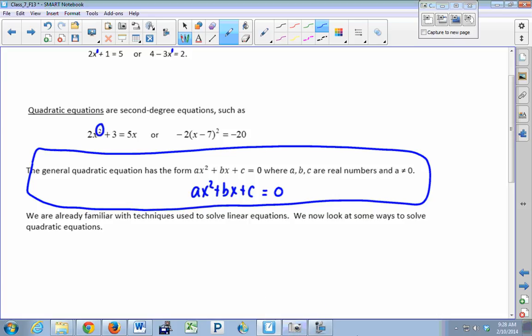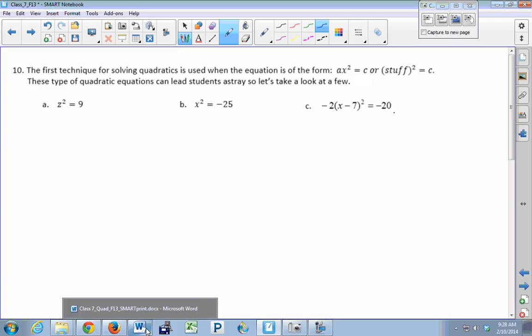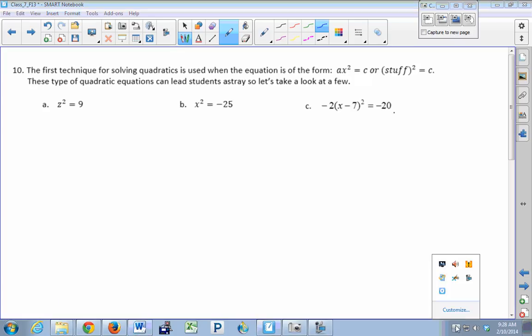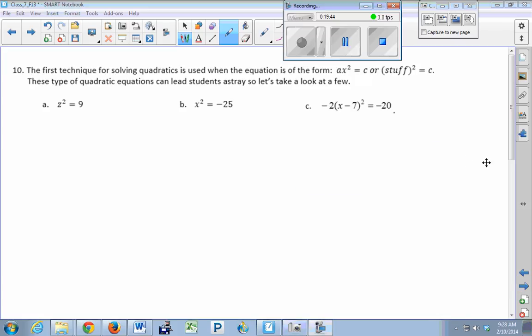So let's take a look at how to solve quadratic equations. I want you to do these first two, a and b, at your seats, and save c for when we get back together. Do a and b at your seats, and let me check it out when you've got a and b done. Just put up your flag and I'll come around.